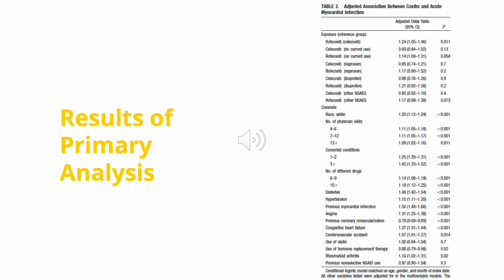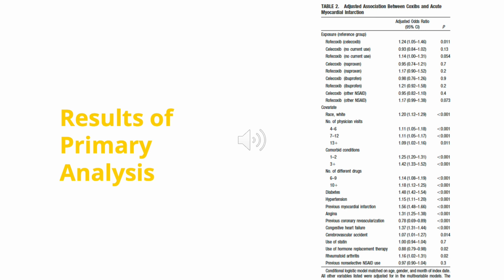So for the first line, we can see here that the odds ratio for rofecoxib compared to celecoxib for the risk of myocardial infarction is 1.24, with a confidence interval ranging from 1.05 to 1.46. So in order to interpret this adjusted odds ratio, I would say there's a 24% increase in the odds or the risk of acute myocardial infarction with rofecoxib exposure compared to celecoxib exposure after adjusting for important patient confounders.